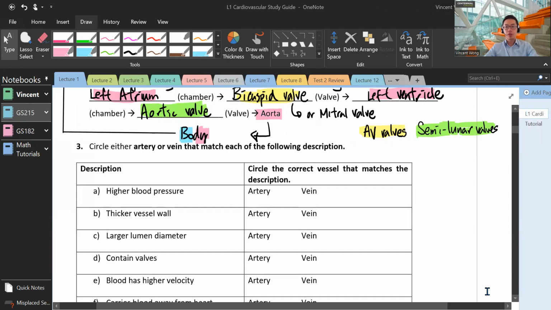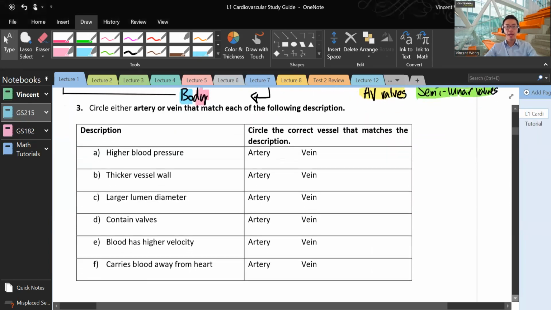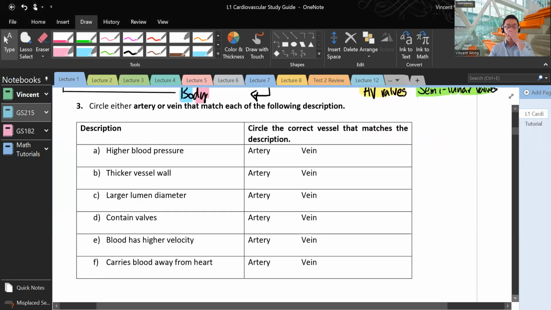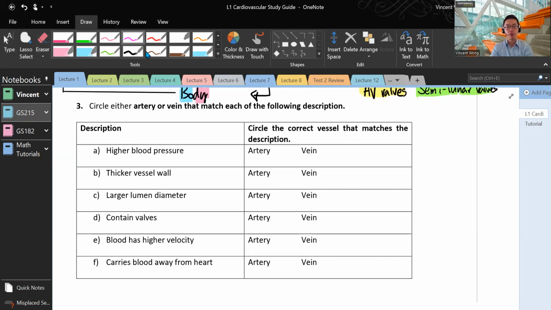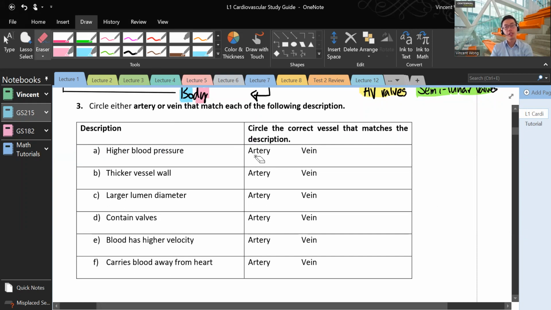Circle either artery or vein that matches each of the following descriptions. First one, higher blood pressure. Okay. Is it artery or is it vein? Well, the pressure is caused by the contraction of the heart. So if the structure is closer to the heart, it will have higher blood pressure. That would be artery for this one.